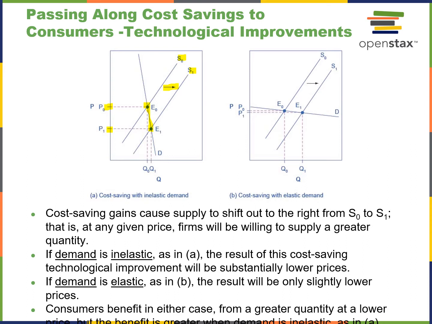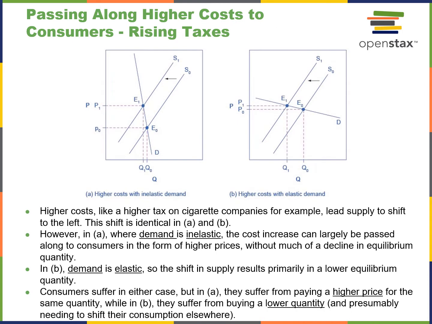If the demand is elastic, as in B, the result will be only slightly lower prices. So once again, we have S0 shifting to S1. However, the delta between E0 and E1 is very small.